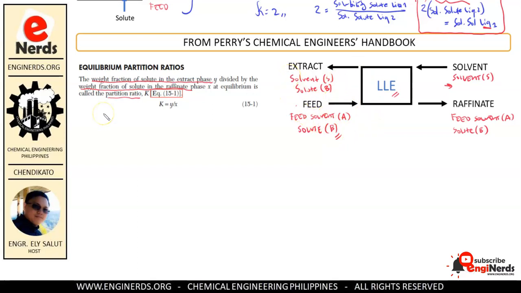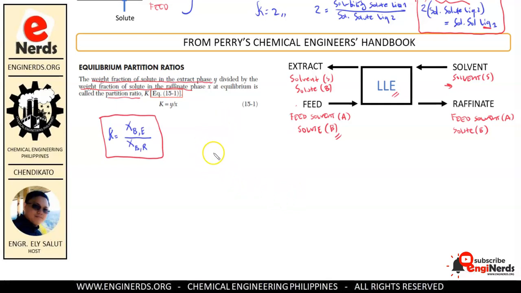Okay, so kung makikita ninyo, initially wala siyang solute and then nag-transfer yung ibang solute natin from feed to the extract. Now, taking the definition of the partition ratio, it means that our partition ratio is equal to the weight fraction of the solute on our extract phase divided by the weight fraction of the solute in our raffinate phase. Okay, so ito yung gagamitin nating equation, guys. Kasi when we start problem solving sa mga LLE sample problems natin, we will be referring sa data na makukuha natin sa ating handbook. Kaya, we will use this partition ratio na nandito sa handbook natin.